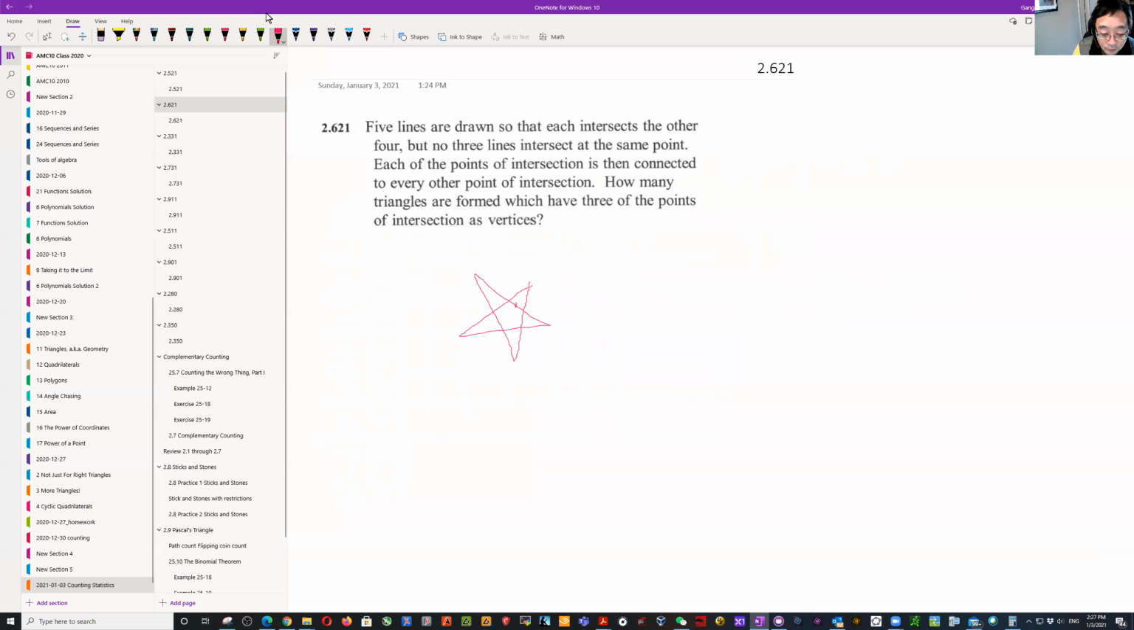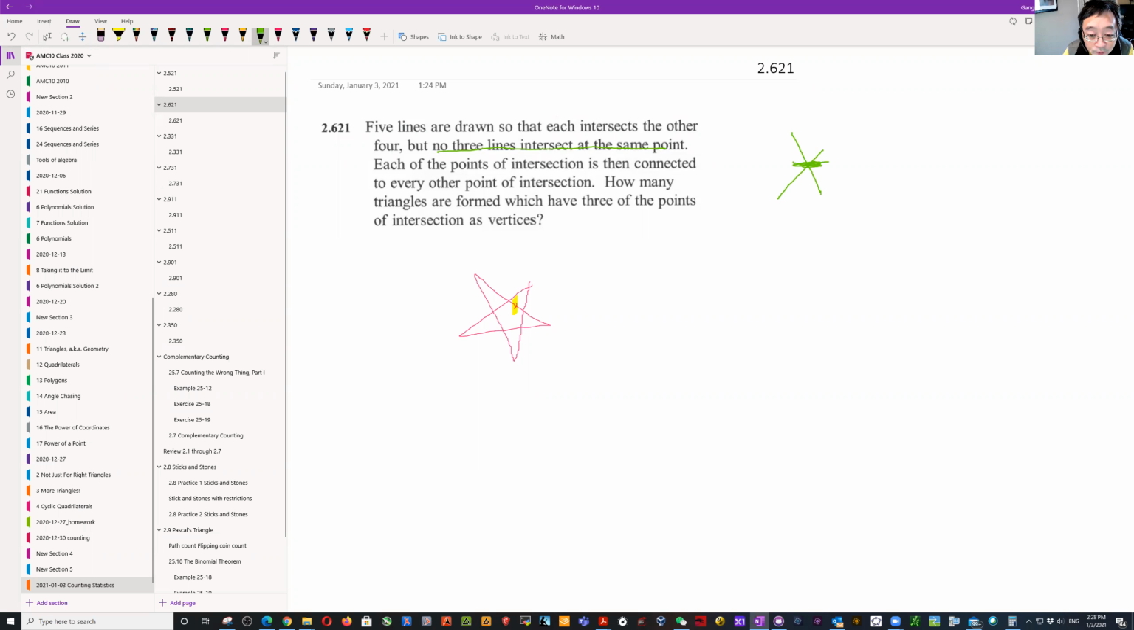For example, this is a line. Let me label this line yellow. So this yellow line intersects line 1 and line 2. So one intersection, two intersections, three intersections, four intersections. So this picture actually works. But no three lines intersect at the same point. All this means is that no three lines coincide on the same intersection. So this is a legit picture.